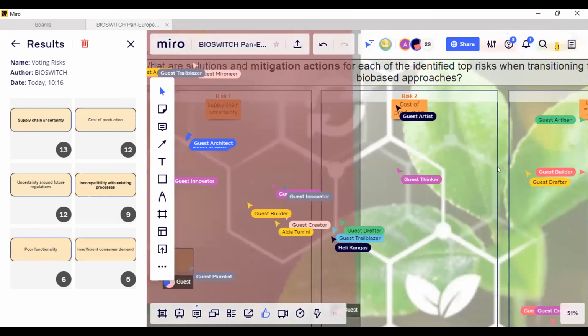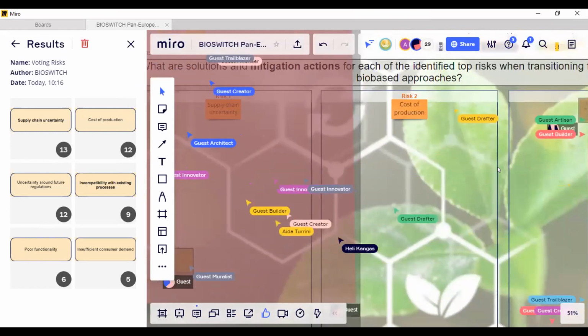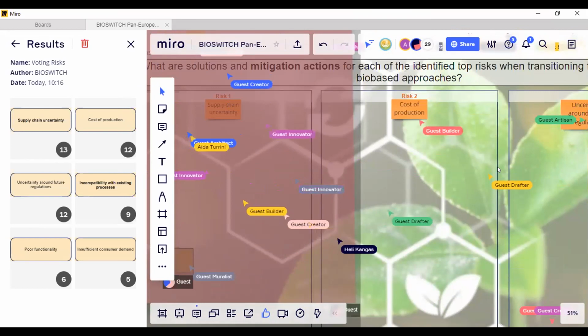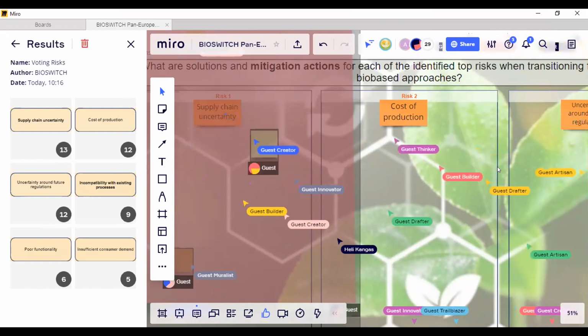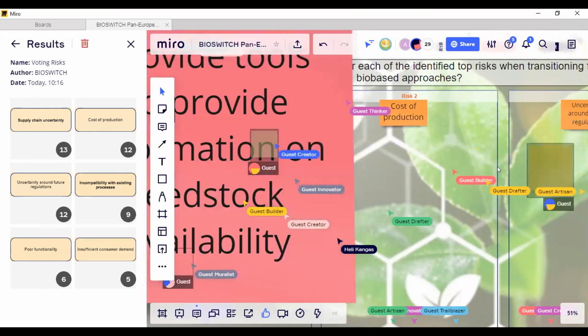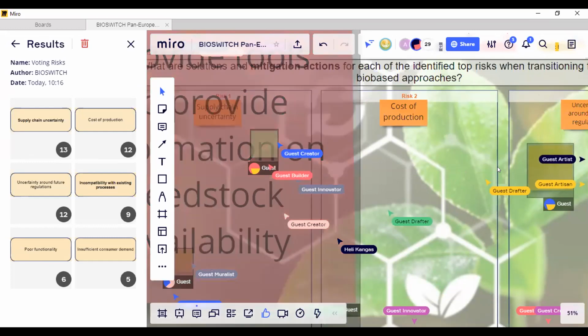So the top 3 risks are supply chain uncertainty, cost of production, and uncertainty around future regulations. So could you please provide some solutions and mitigation actions around these, how to overcome these risks for brand owners when switching to bio-based approaches?